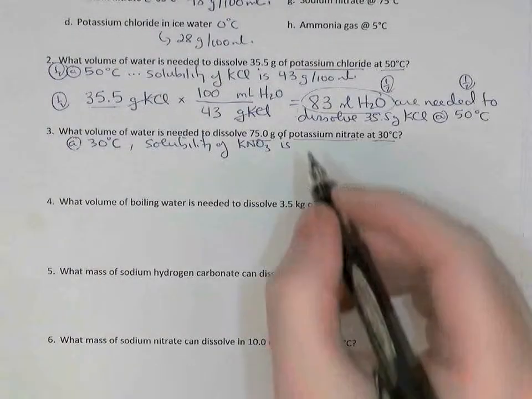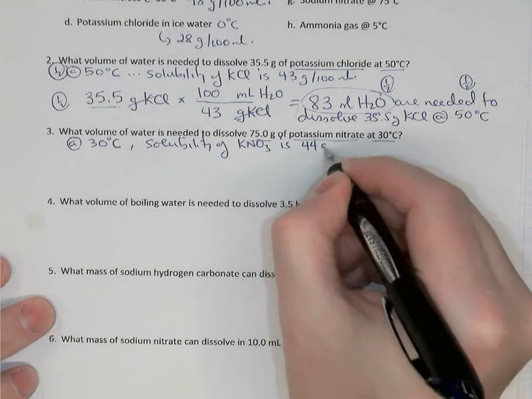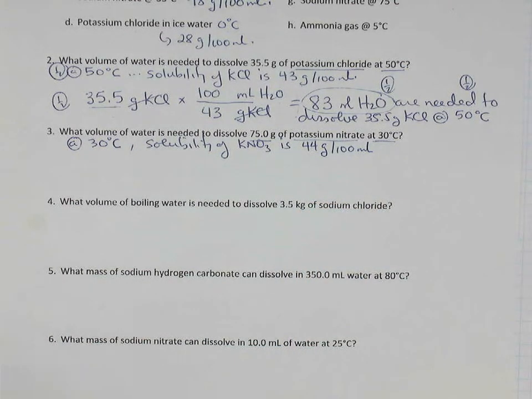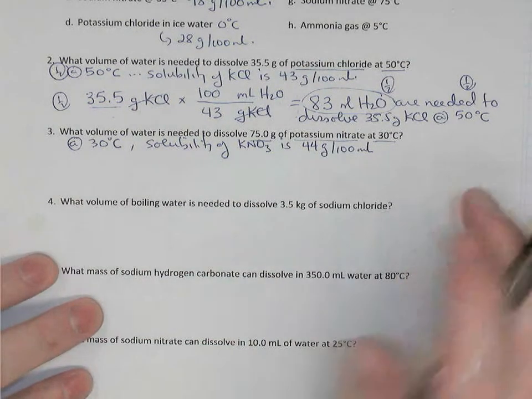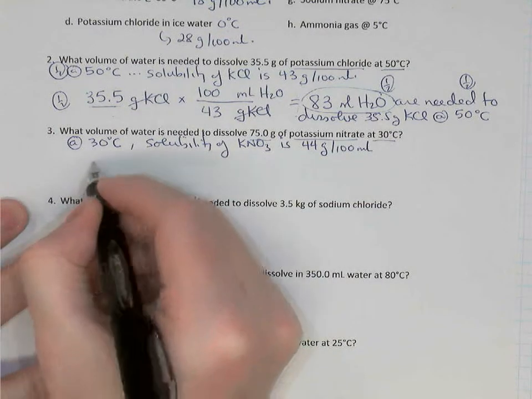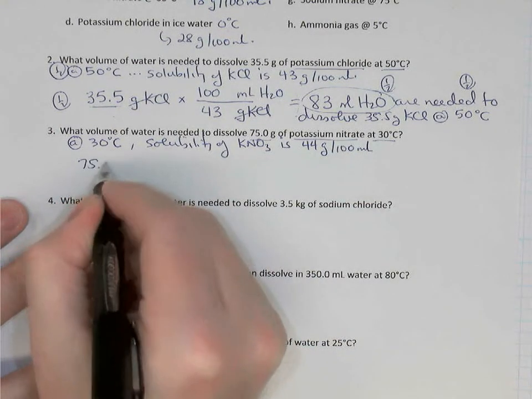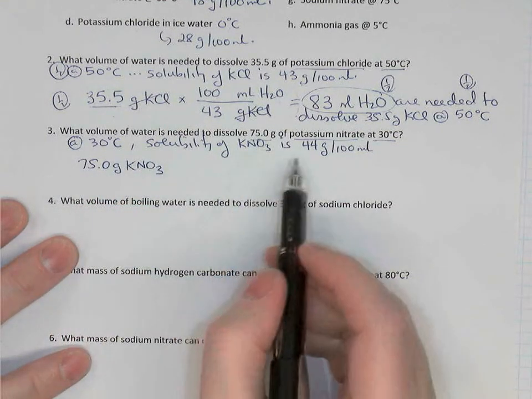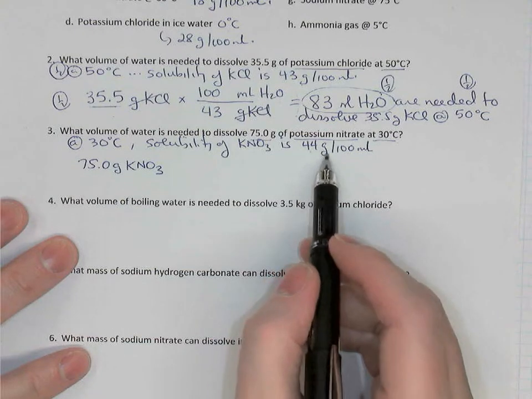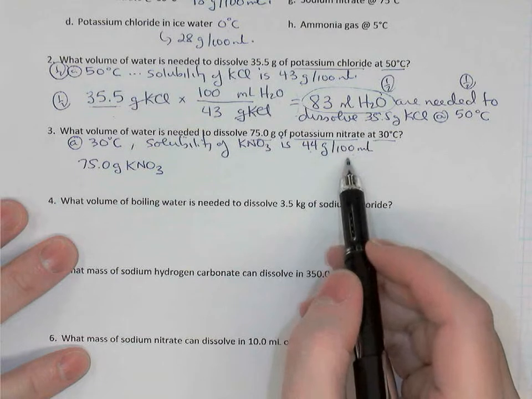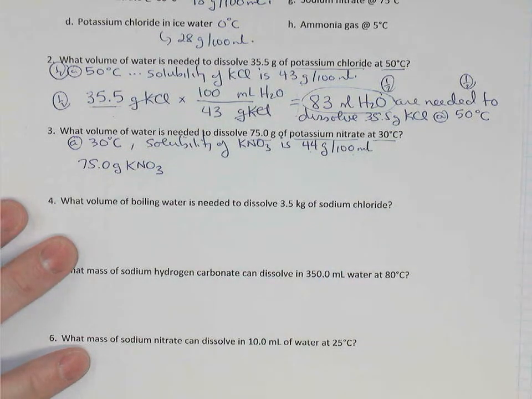I'll say 44 grams per 100 mils of water. Now again, if you said 45, that would be fine. Our final answers will be different, but that's fine. So now comes my unit multiplier. The question said I've got 75 grams of potassium nitrate, and again, the solubility was 44 grams in 100 mils. 75 grams is going to need more than 100 mils, right? It's going to need almost twice as much.